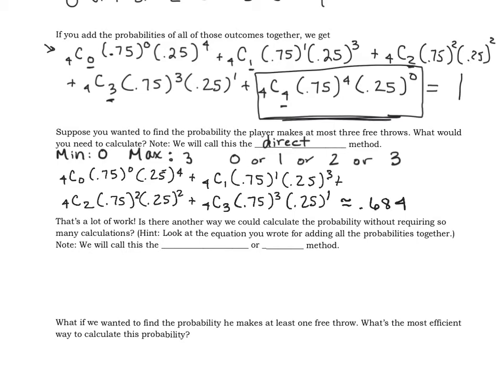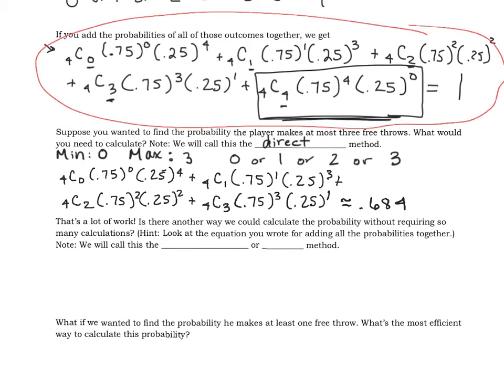So hopefully you thought the same thing I did, that was a lot of work. Is there another way we could calculate the probability without requiring so many calculations? And I ask you to look at the equation you wrote for adding all the probabilities together, and we're talking about what we did up here. So we call this the indirect method or the not method.